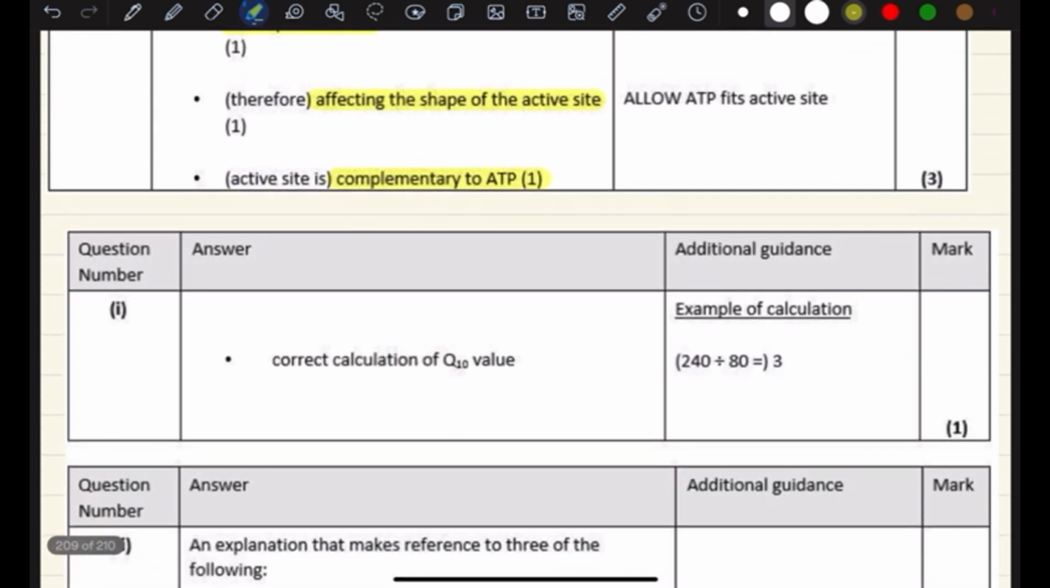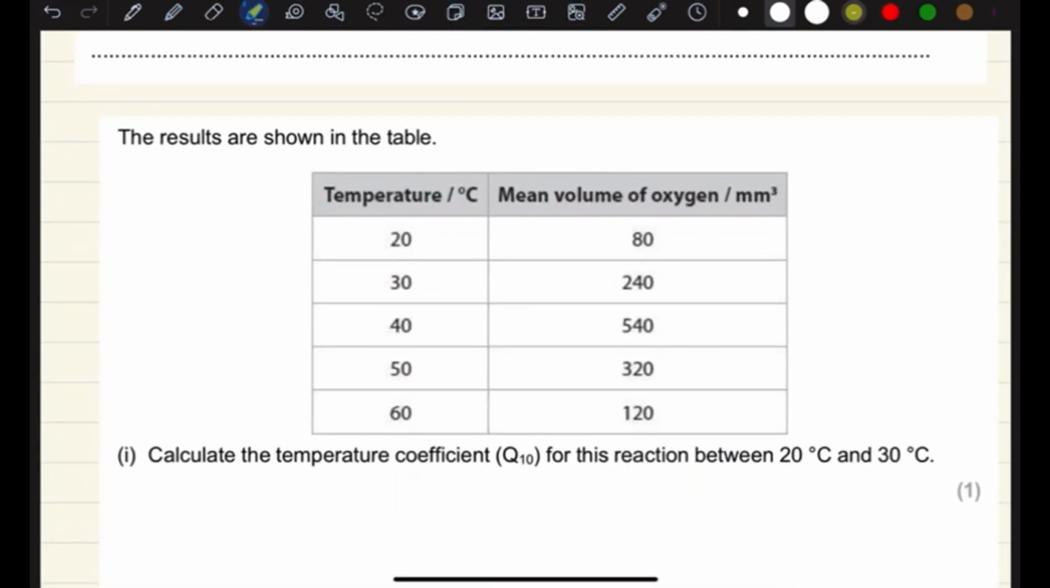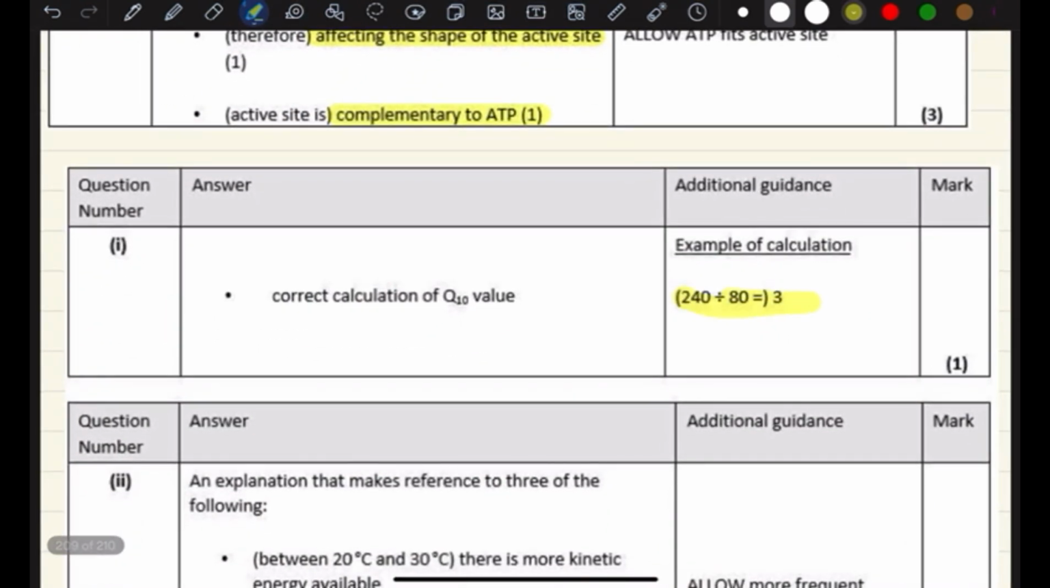Cool. Next, Q10. Q10 is a calculation that you do to see by what factor the rate of reaction increases when you increase your temperature by 10. So if you go back to this, you can see between 20 and 30, there's a difference of 10 degrees. Yeah. You just do 240 divided by 80. Yeah, so higher temperature divided by lower temperature, that will get you your Q10 of 3. Cool. So this is your answer here.